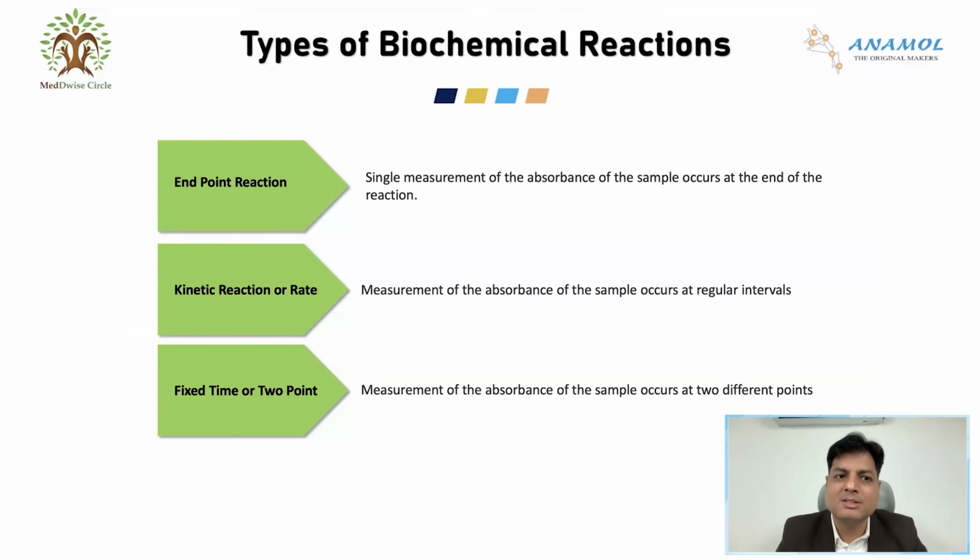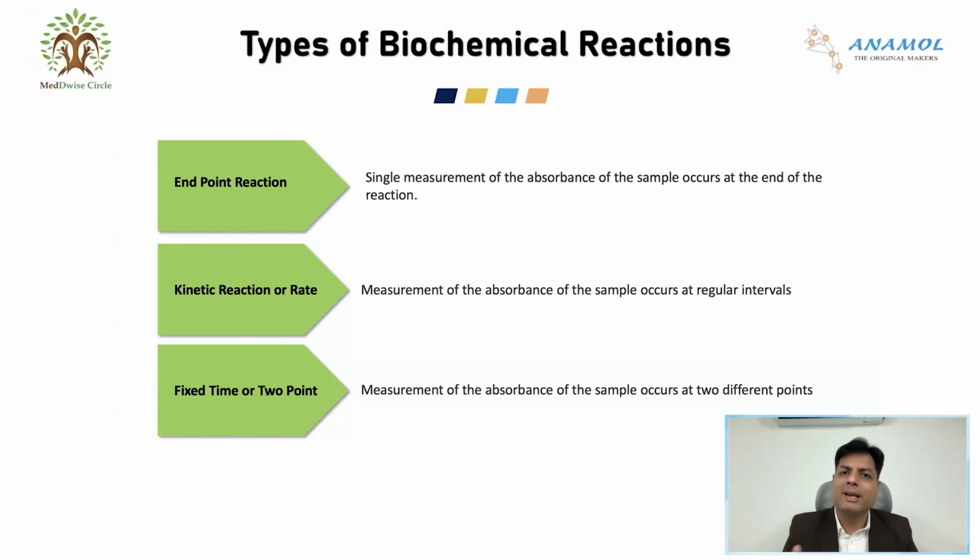The first type is called an endpoint reaction. The second type is called a kinetic reaction. Sometimes it is also referred to as a rate kinetic reaction. A few people also call it a rate reaction. The third type of biochemical reaction is fixed time, or it is also called 2 point. This is one of the types of kinetic reaction only.